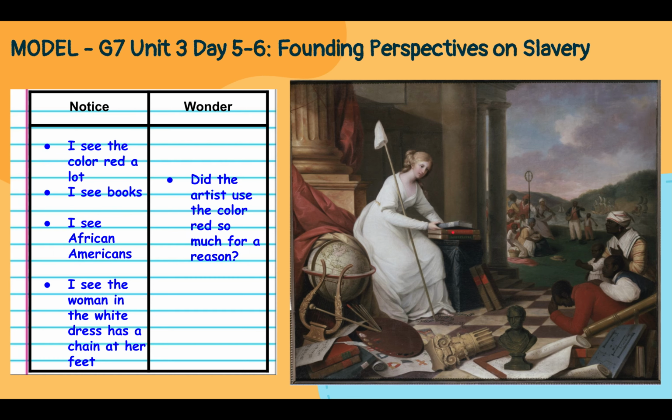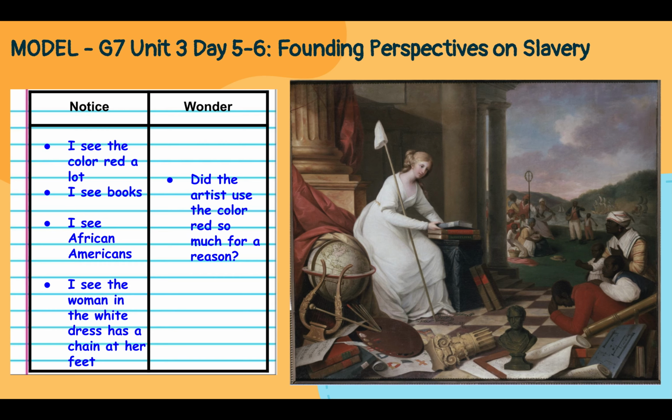I see books. I see African American people. And I see the woman in the white dress has a chain at her feet. Now this image has many, many more details that I know I have not been able to write down, but I'm sure that you'll be able to look at those details and catch as many, even more than I just did.